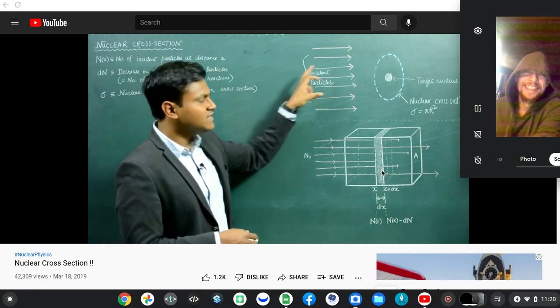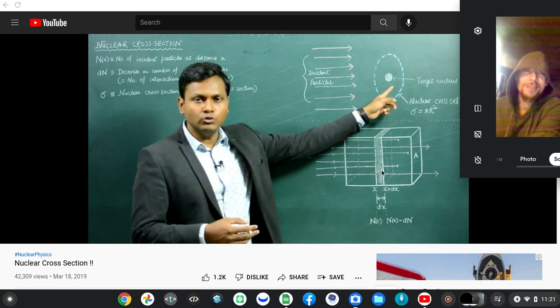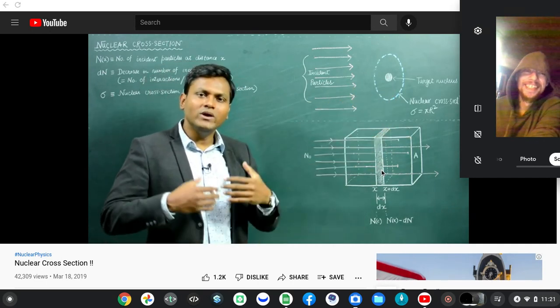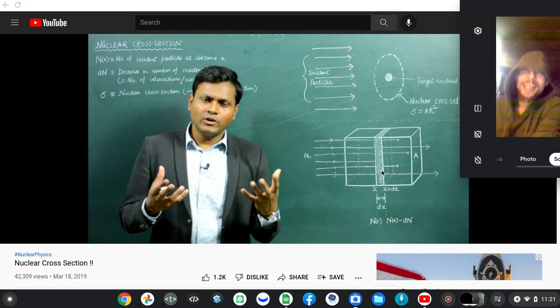incident particles are incident on it, then it will most definitely lead to an interaction with the nucleus, and all the other incident particles outside this area will penetrate through without interacting with the nucleus.